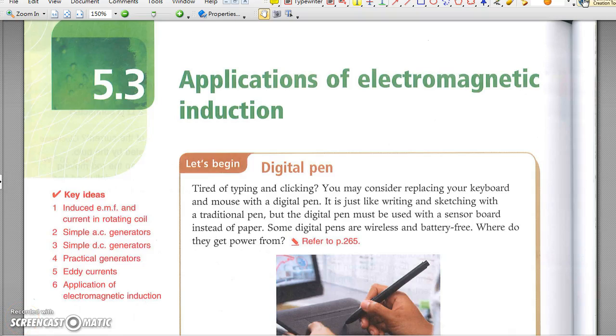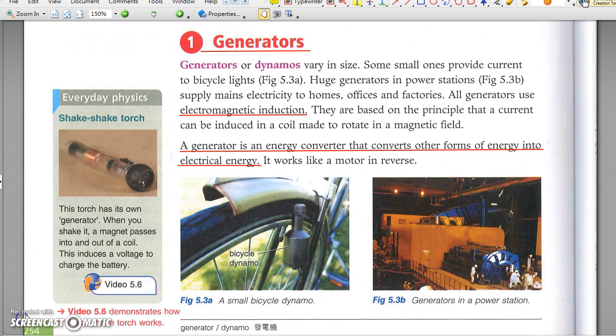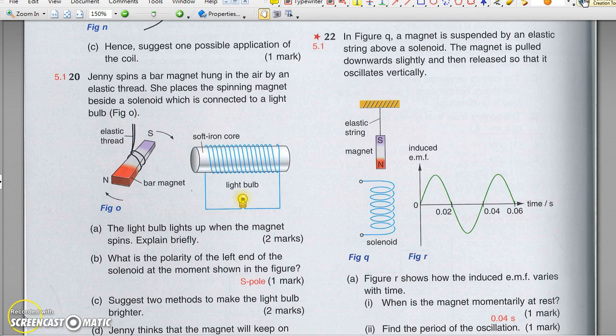Chapter 5.3 Applications of Electromagnetic Induction. Part 1 Generators. Generators are devices that can turn kinetic energy into electrical energy. The setups of question 20 and 22 on page 274 are examples.